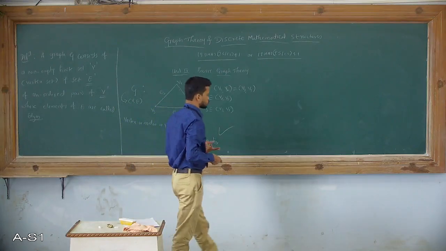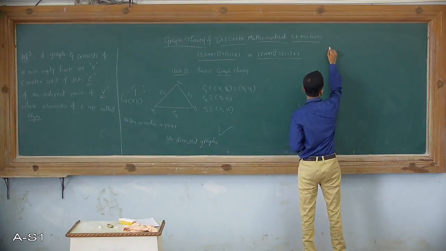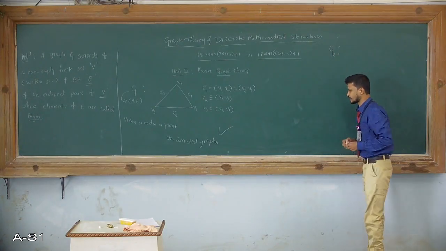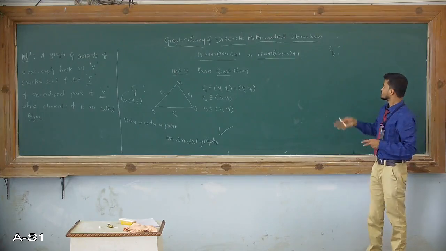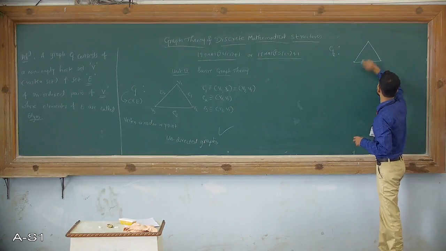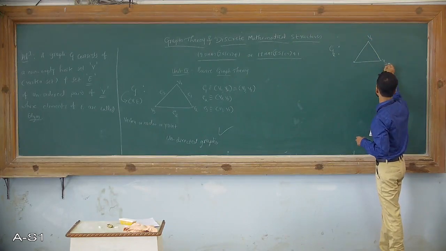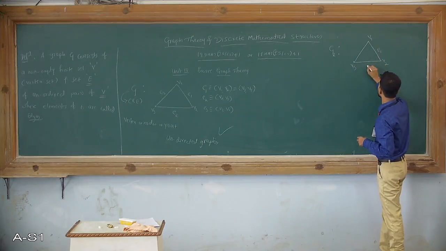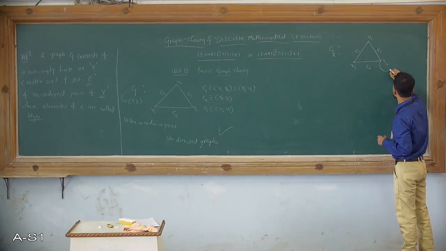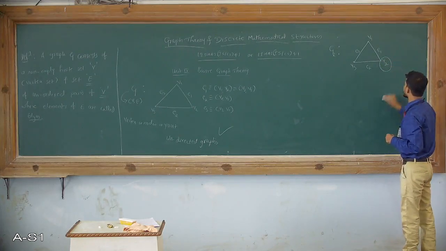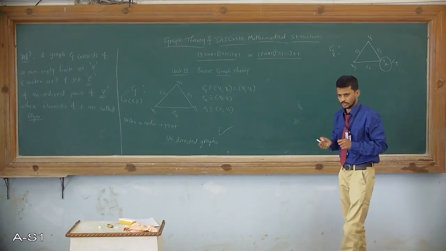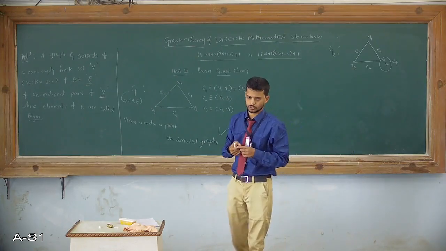Let us consider two more examples. I'll name this graph G2. Again I will consider a similar type of graph because it is very easy to understand: a set of 3 vertices, V1, V2 and V3, and edges E1, E2, E3. In this case I will consider one more edge. This E4 is an edge joining V2 to V2. The end point is also V2, and the starting point is also V2.